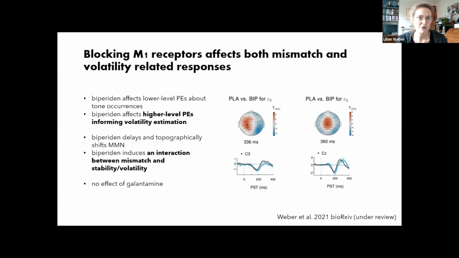But as soon as we reduced that tonic volatility or tonic learning rate using biperiden, then this induced or enhanced the interaction between volatility and mismatch in our data. But this is just speculation.